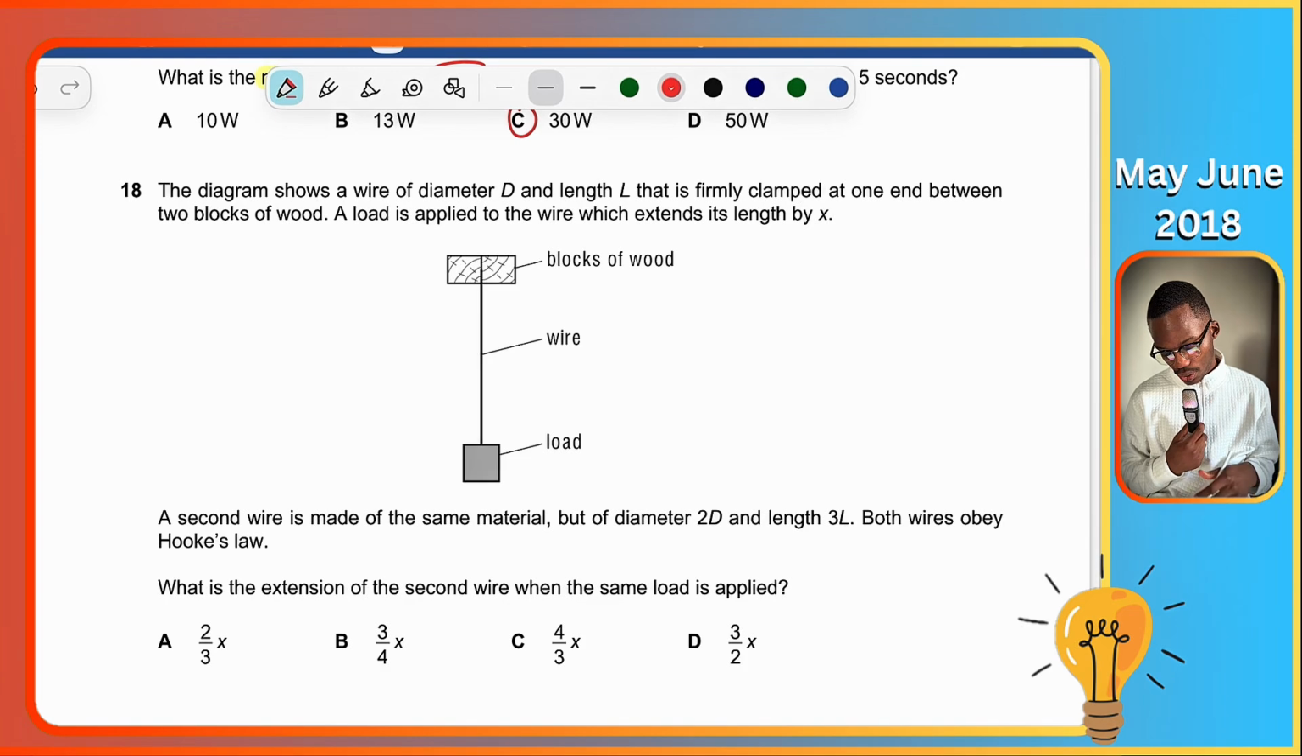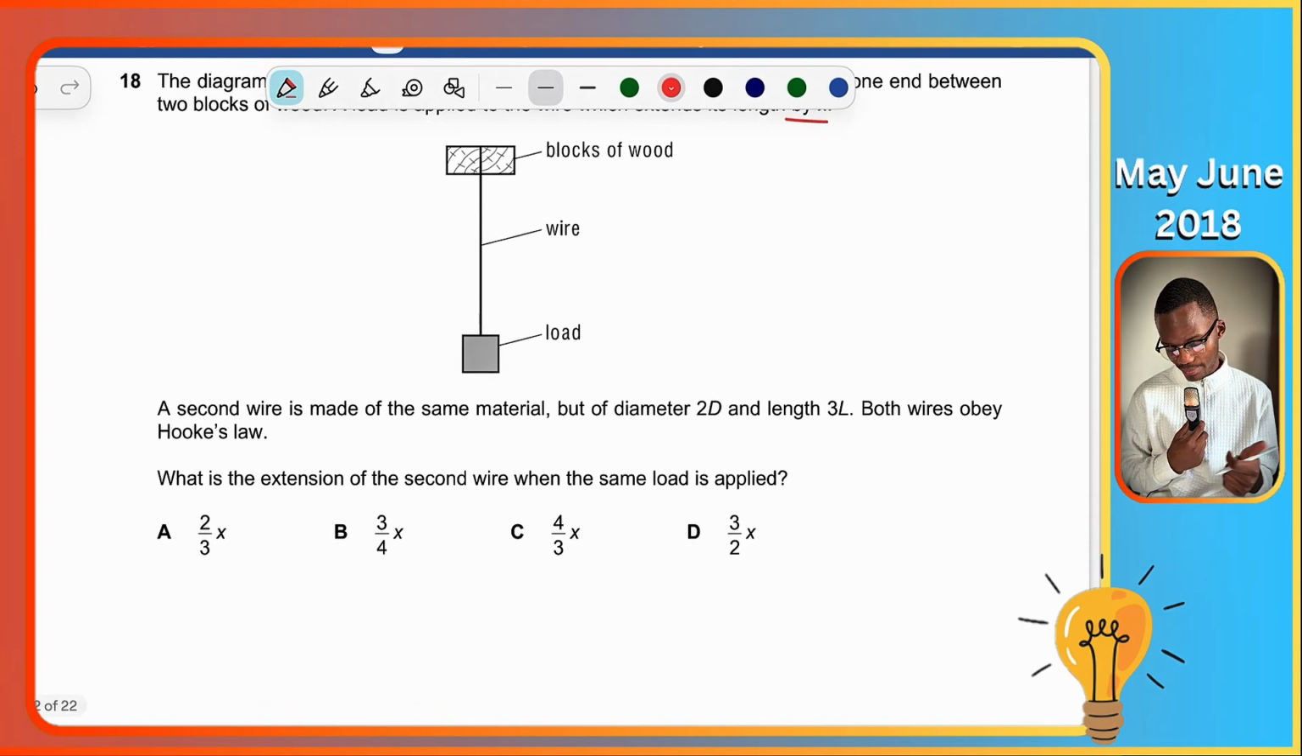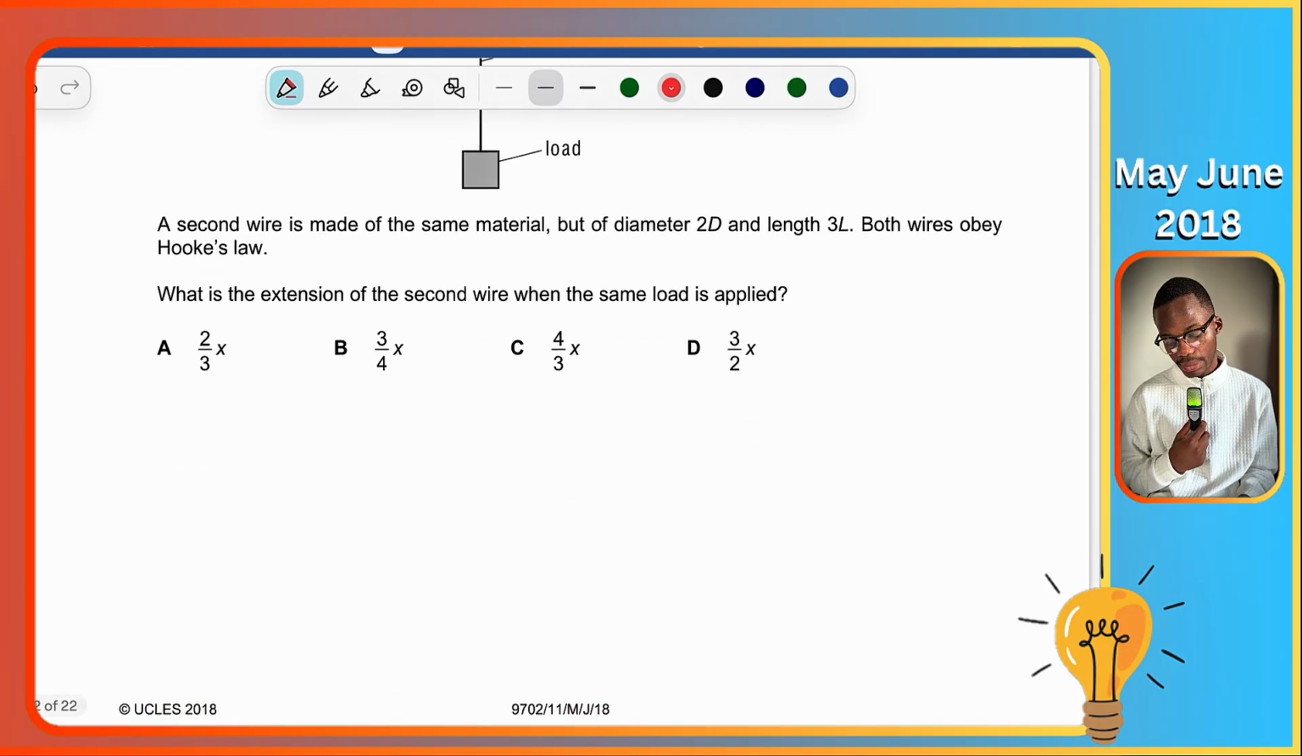Okay. Next up, the diagram shows a wire of diameter d and length l that is firmly clamped at one of the ends. A load is applied and this extends it by the length x. A second wire is made of the same material but of diameter 2d and of length 3l. What is the extension of the second wire when the same load is applied?